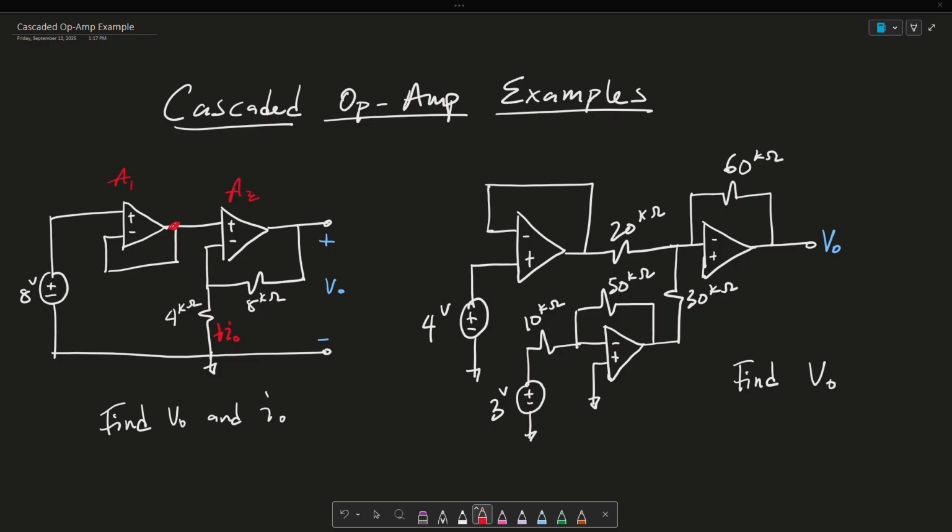In the first example, we're tasked with finding VO, so the output of this op amp, and IO, so the current through this 4K ohm resistor. And in the second example, we're simply asked to find VO.